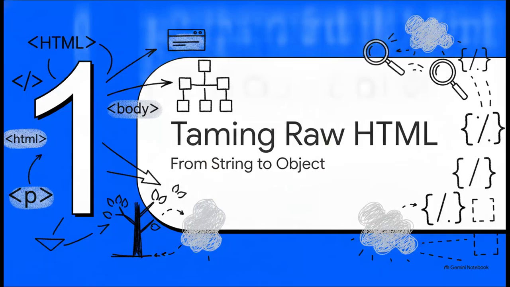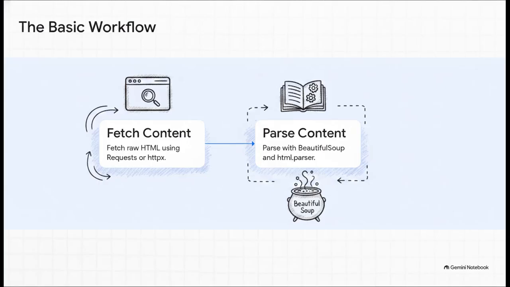All right, Section 1, Taming Raw HTML Content. Let's look at exactly how BeautifulSoup fits into the bigger picture here. So the crucial takeaway here is this standard two-step workflow. Step 1, you fetch a given page's raw HTML. Step 2, you parse it.